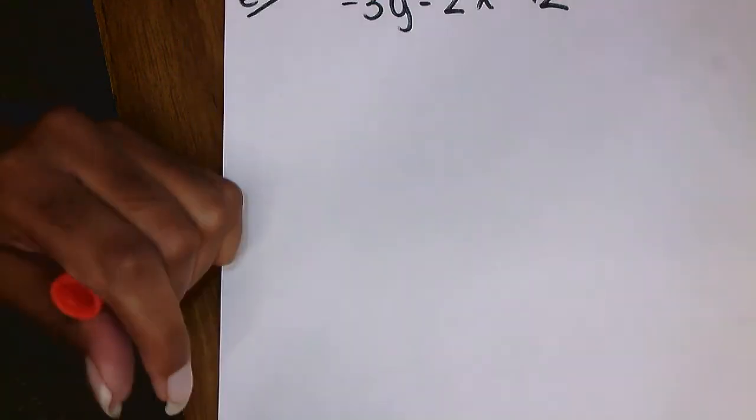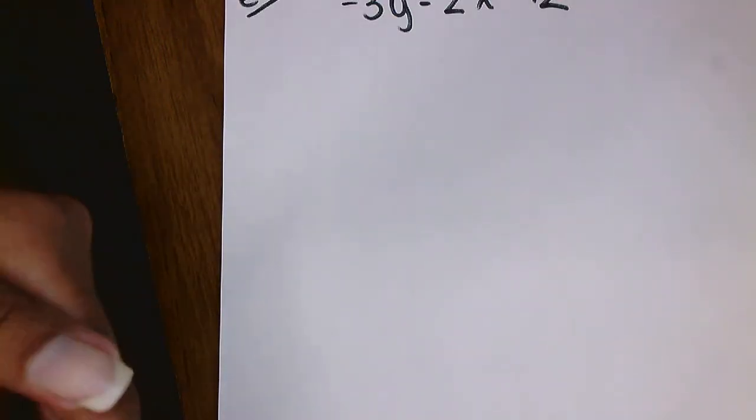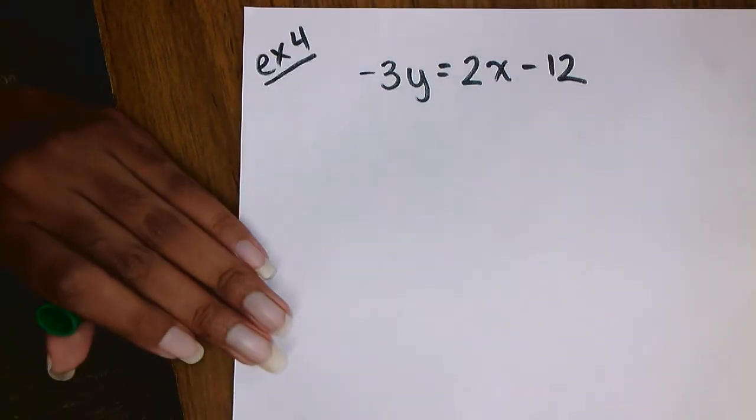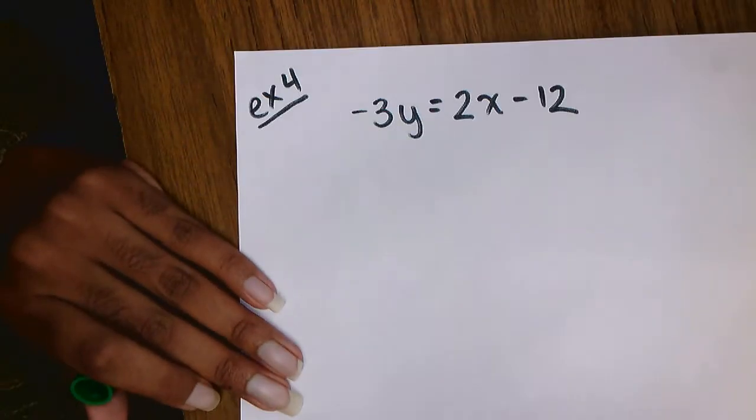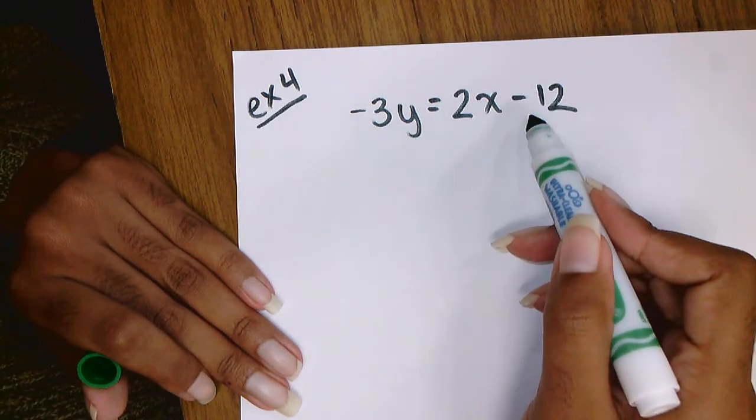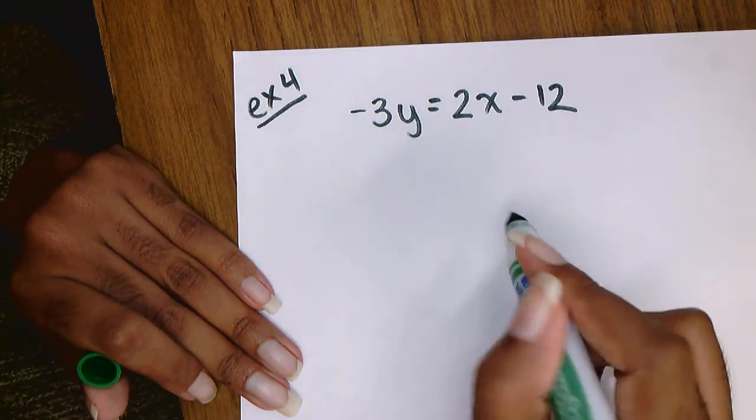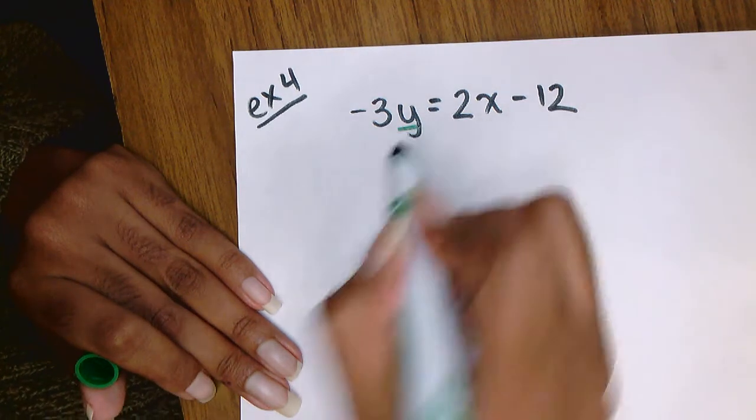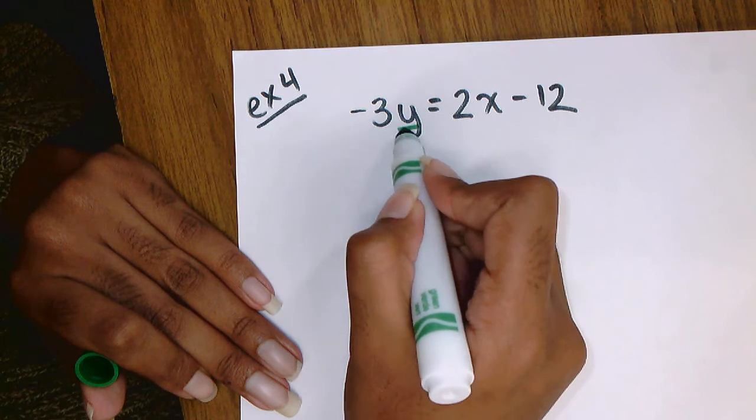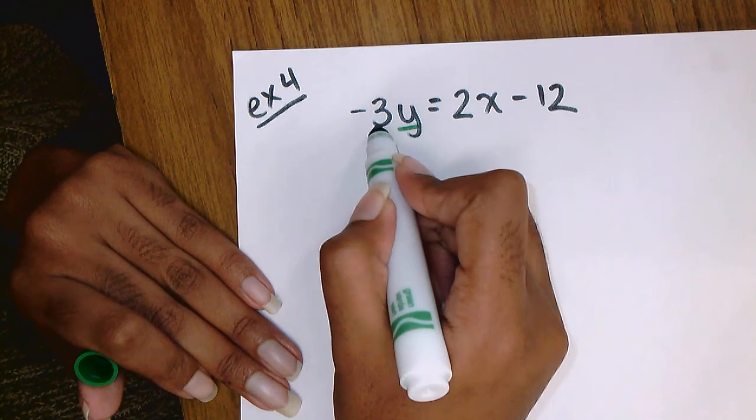Last example, number 4. I haven't used the color green yet, so let's do that. All right. So this one honestly looks a little bit more difficult because we got a negative number, we got some minuses, but really there's only one thing happening to our variable. So if we're looking to solve for y, there's only one thing happening to it. The only thing that's happening to y is that we're multiplying it by negative 3.